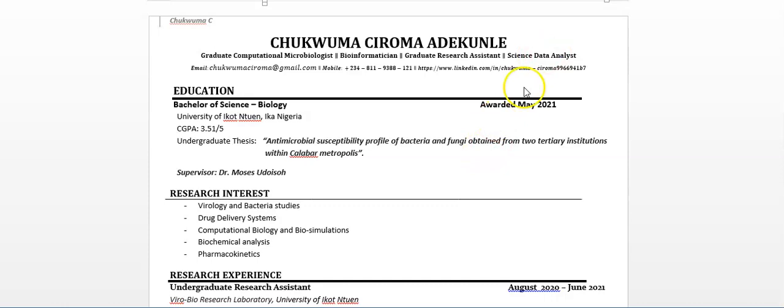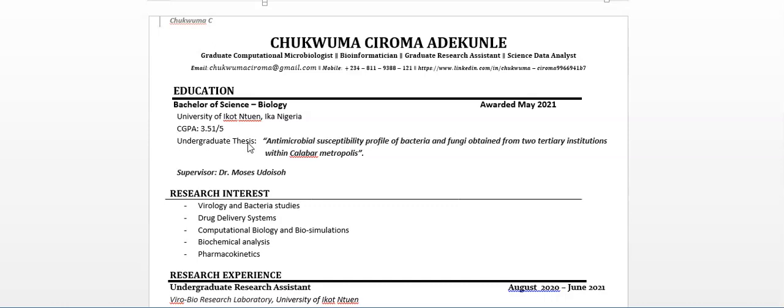Now, beyond that, your personal information must have your email, an official email, not kiss me quick at yahoo.com. It must be a very beautiful and official email that has your name. Of course, you should have your mobile, and it should have your LinkedIn extension. Your LinkedIn extension is important. It shows that you have the outlook of a researcher. Now, these are the important parts of your personal information.